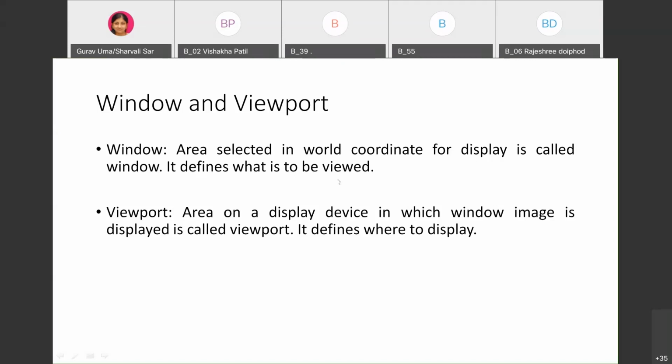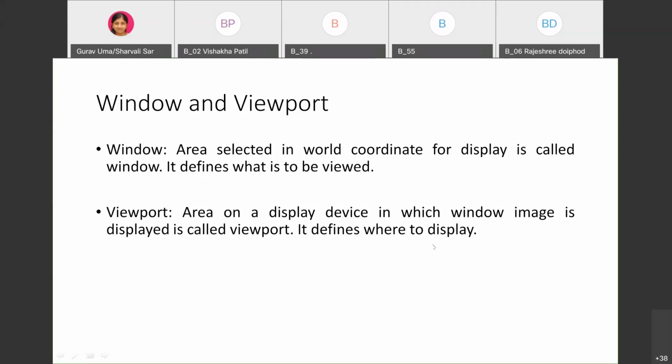Now the next concept is viewport. So now let's see what is viewport. Area on a display device in which window image is displayed is called viewport. It defines where to display.